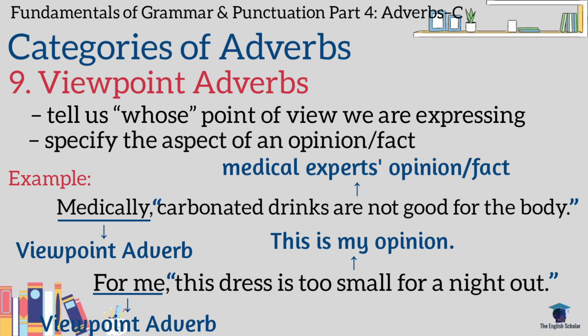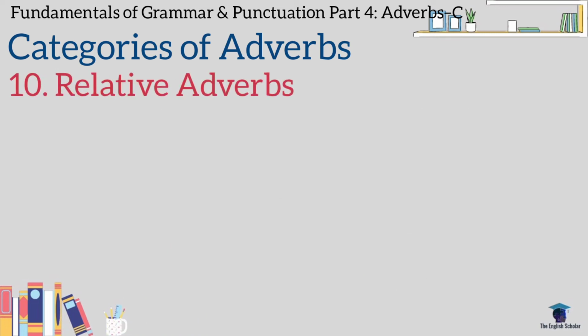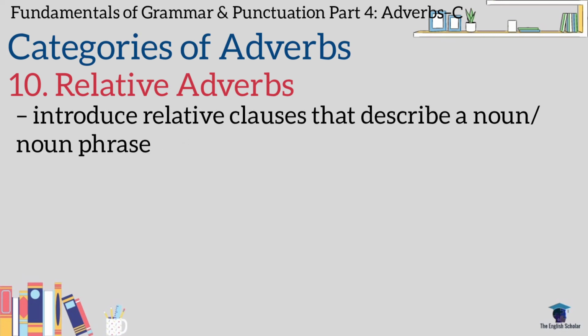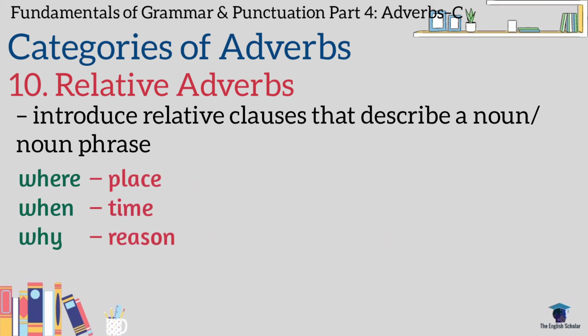Let's have the last one, relative adverbs. Relative adverbs are like relative pronouns. They introduce relative clauses that modify a noun or a noun phrase. However, while relative pronouns use that, which, or who to relate information to a person or a thing, relative adverbs use where, when, and why to relate information to a place, time, or the reason an action took place. And we have where for place, when for time, and why for reason.